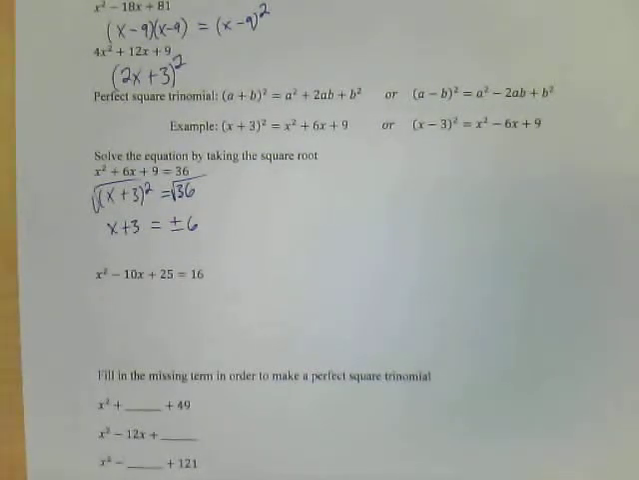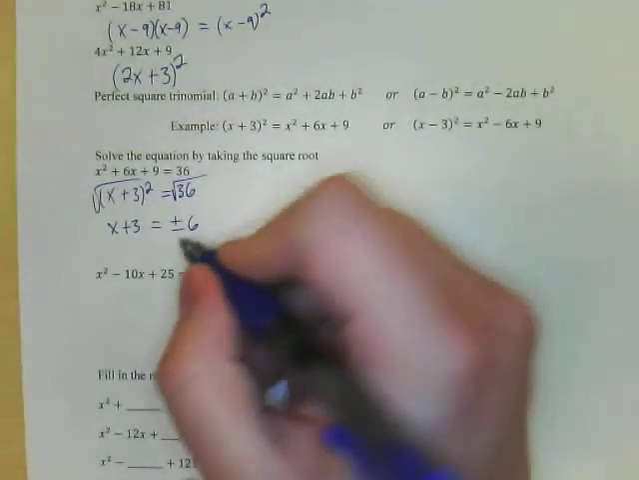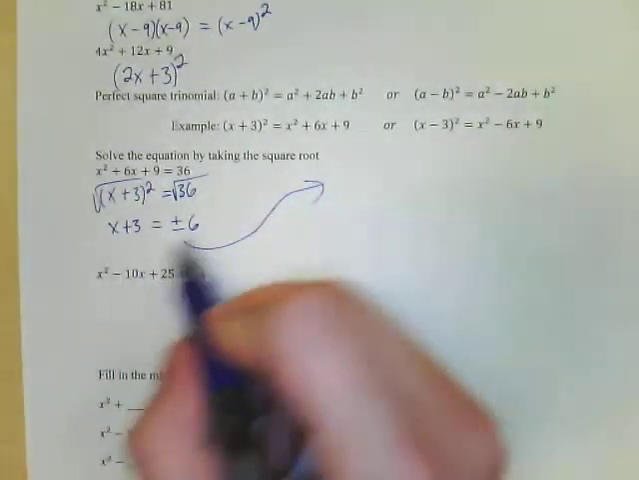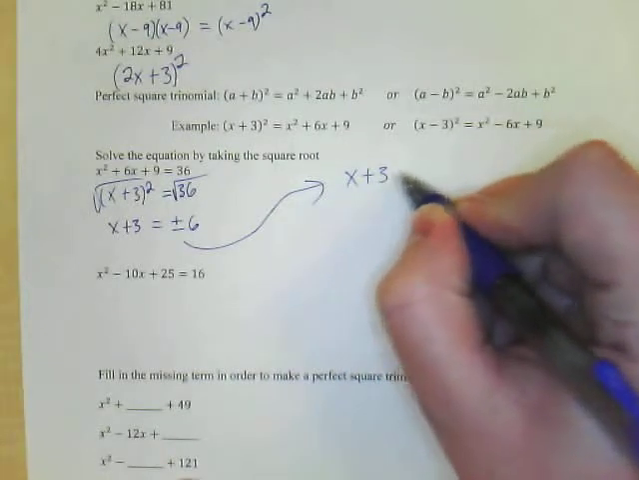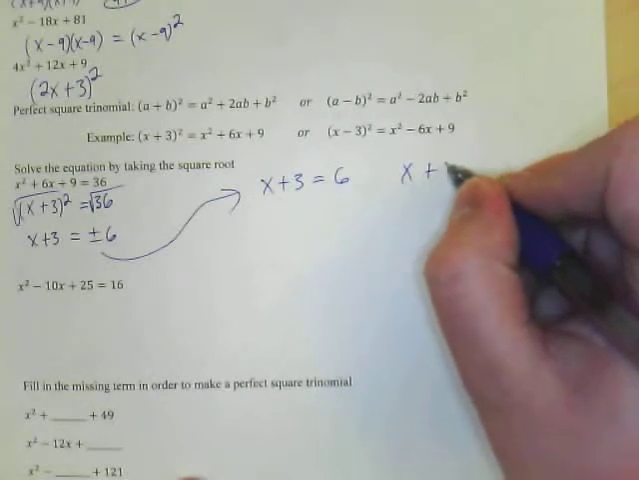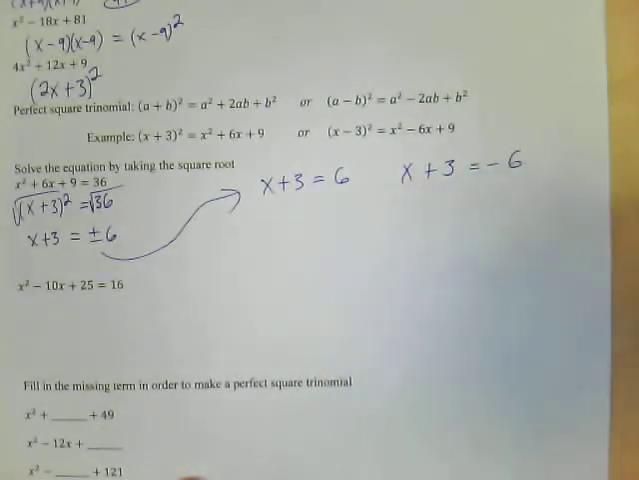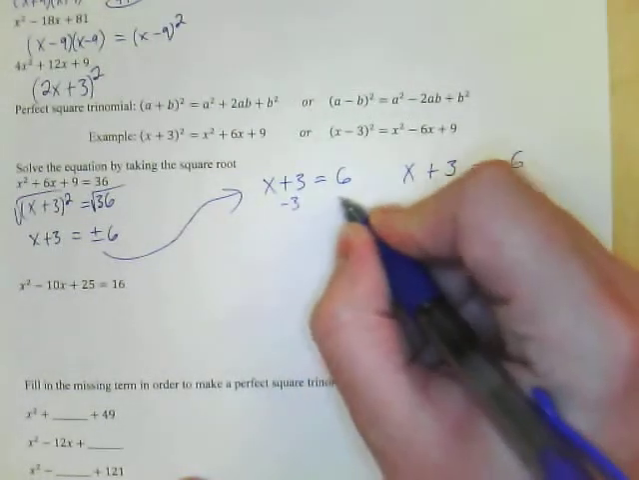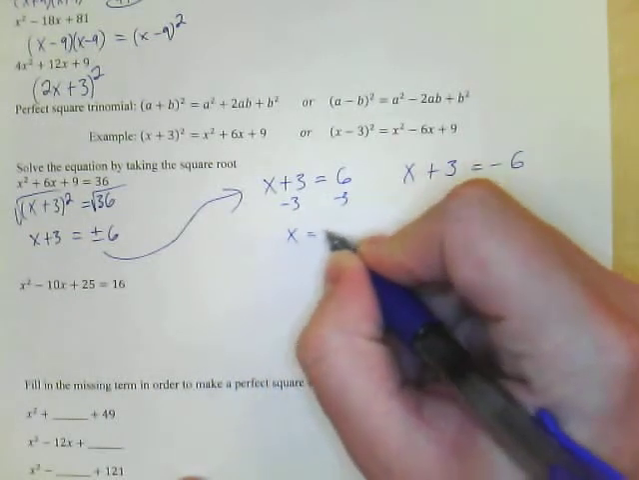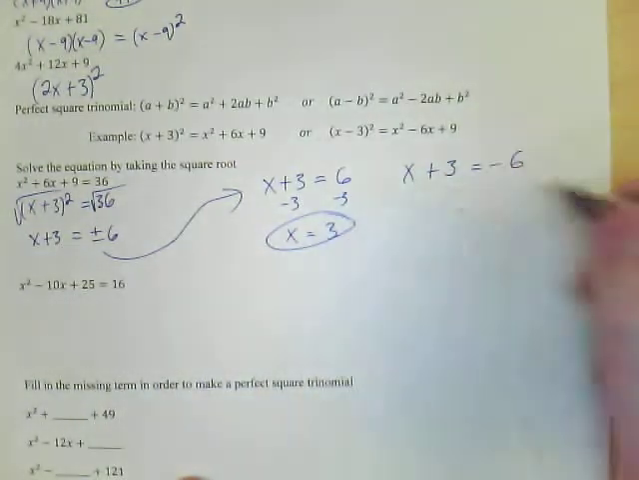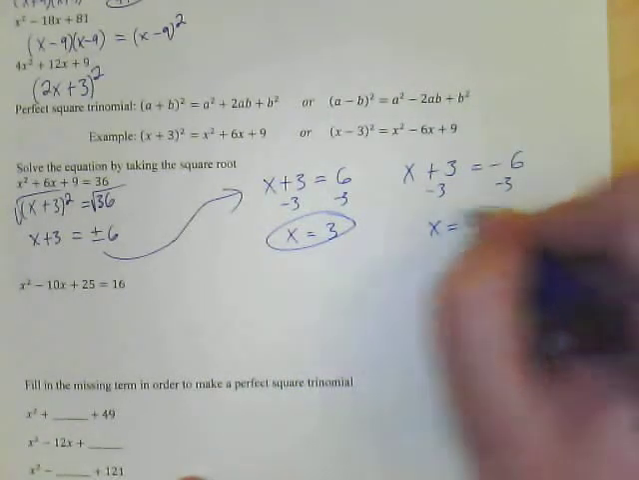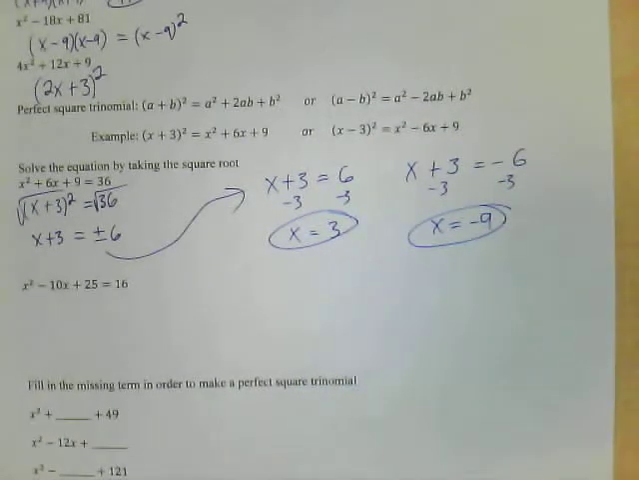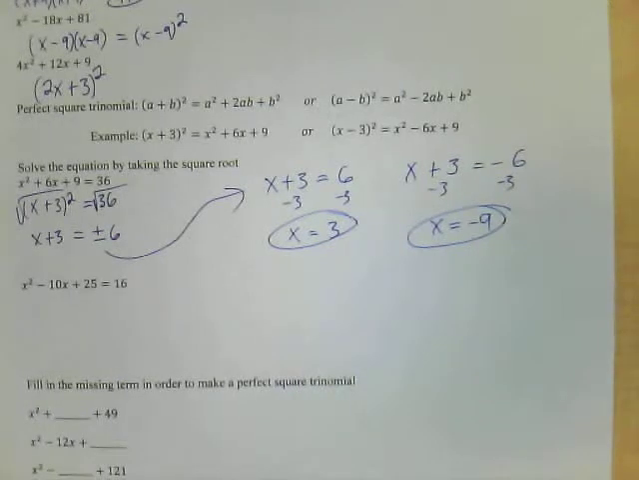And so then what we can do is we can split this into two different equations. So this is really two equations packed into one here. One of them says that x plus 3 is equal to 6, and the other one says that x plus 3 is equal to negative 6. Then to solve, we could subtract 3 from both sides. We get 3 here. And if we subtract 3 from both sides, here we get negative 9. So those are the two solutions to this equation.